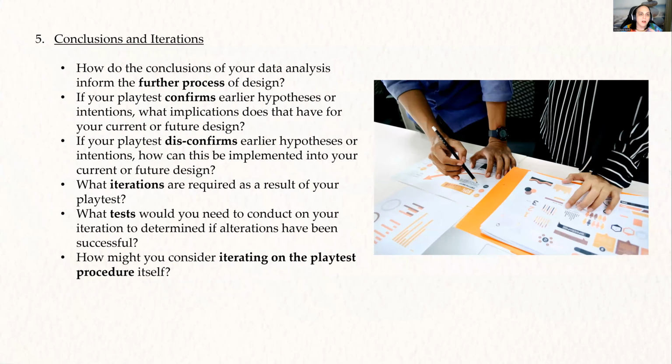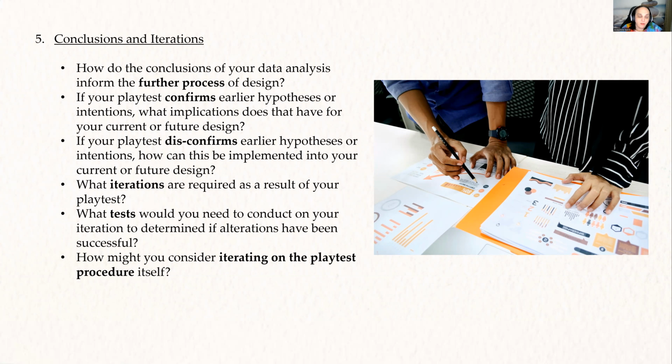Finally, what conclusions and iterations can you draw from that data analysis, and how would that inform your further process of design? Say, for example, if your playtest confirms earlier hypotheses and or intentions, what implications does that have for your current or future design? How would you implement what you learned from the positive, potentially, effect of your playtest? What would you do to build on that? And how would you then test it again to see if those things have been borne out in your future design?